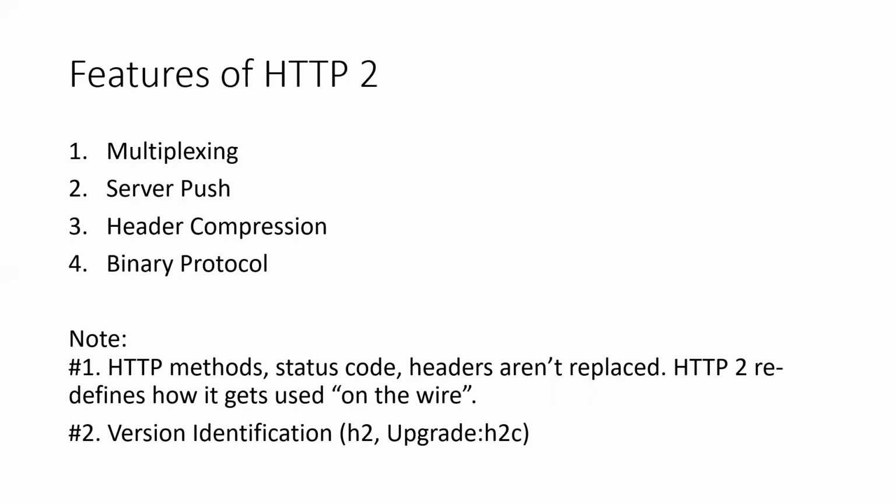Second thing is version identification. We have two URI schemes, one is HTTP, one is HTTPS. Let's take HTTP. If I'm not sure whether the server is using HTTP2 or not, while sending the request, in the request header, we'll use the key value pair Upgrade: h2c. In case the other end supports HTTP2, it will send back HTTP2.